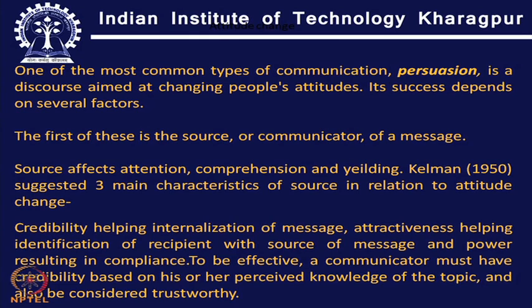Then source affects attention, comprehension and yielding of the communication. So, credible sources help in internalization of the message. If you are having some persuasive message from a credible source, then you get to listen to it and internalize it. Attractiveness of the source helps in identification of the recipient with the source of the message, and power of the source helps in your accepting it, complying to it.